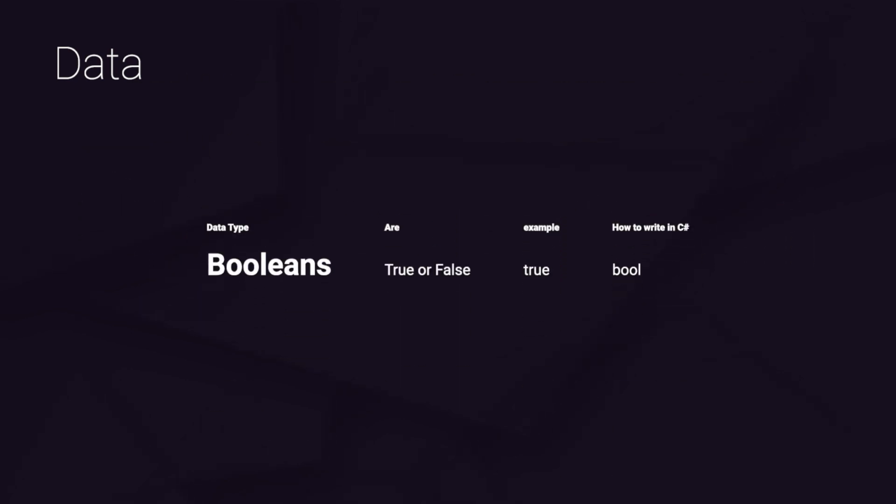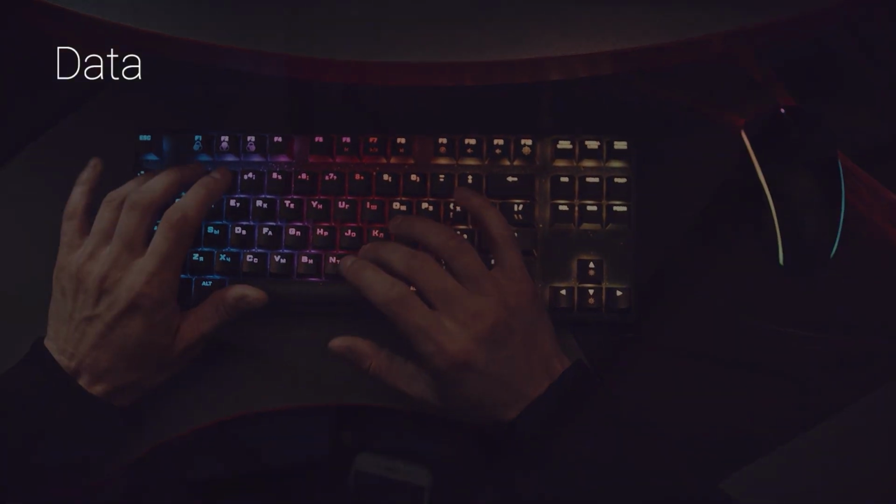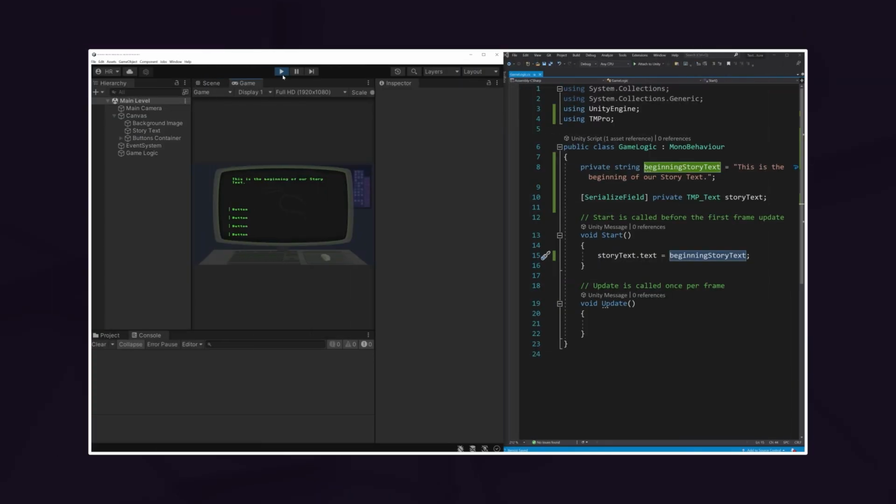Booleans or bools is the easiest and smallest data type. A bool can either be true or false. To write a bool in C#, this is gonna blow your mind. You type true or false. That is what data is. In code, it's different ways to define different types of information.